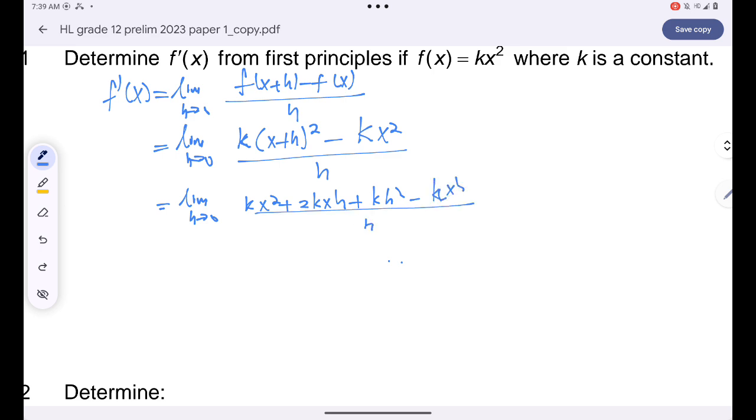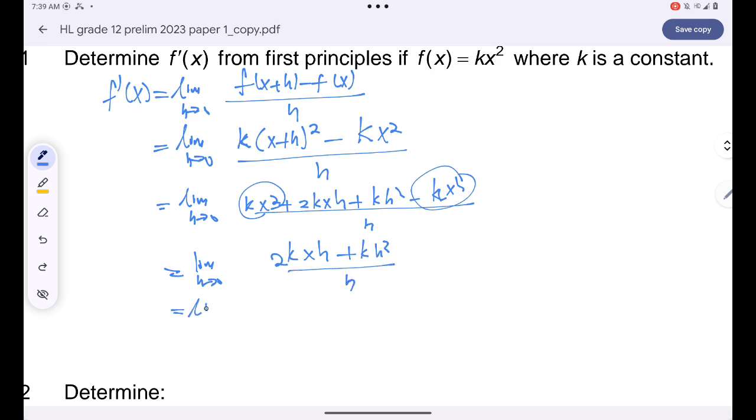The entire purpose, guys, of finding the derivative using first principle is to substitute 0 whenever we come across h. But right now we cannot do that because the denominator will be equal to 0, and if the denominator is equal to 0, the expression is undefined. So this will just be the limit as h approaches 0. This term will subtract with that one, and I'll be left with 2kxh plus k h squared all over h.